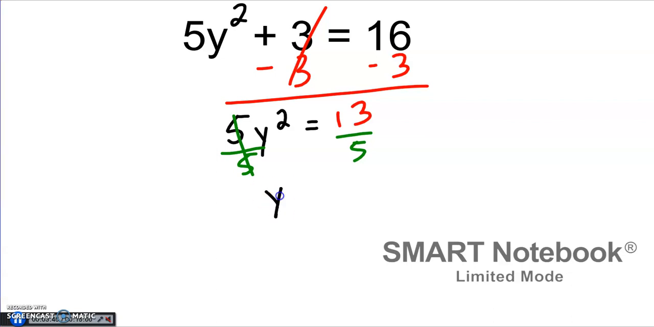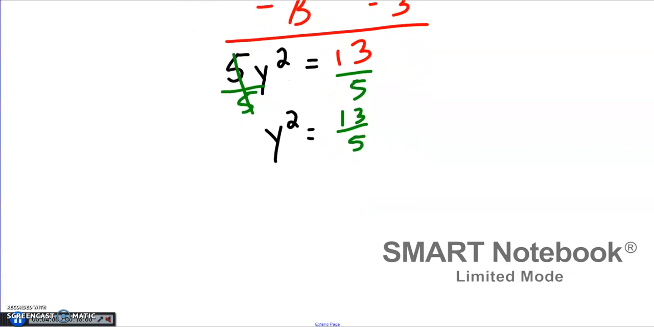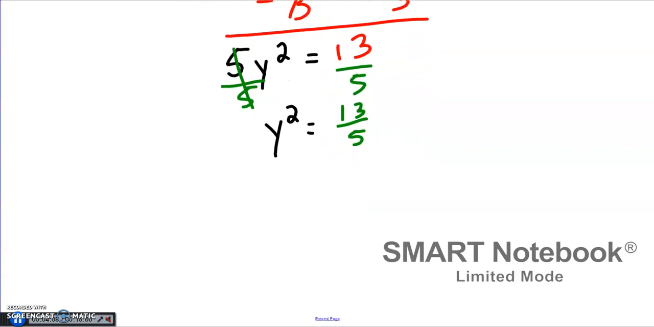So now we get that y squared is equal to 13 over 5. Some people are going to say use it in a decimal. I like fractions. They are exact. Decimals, sometimes we need to round, but I feel if we have the understanding of how to work within fractions, we're going to have a much better understanding on how to solve by square roots.